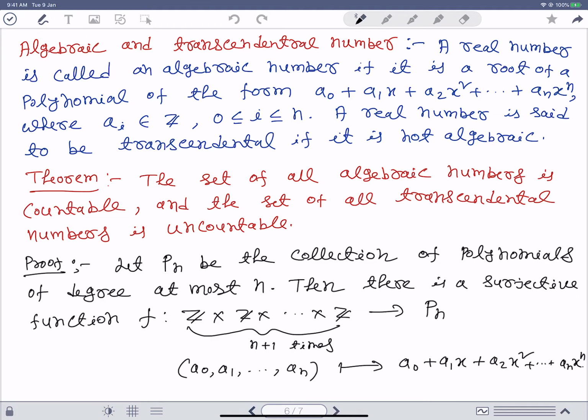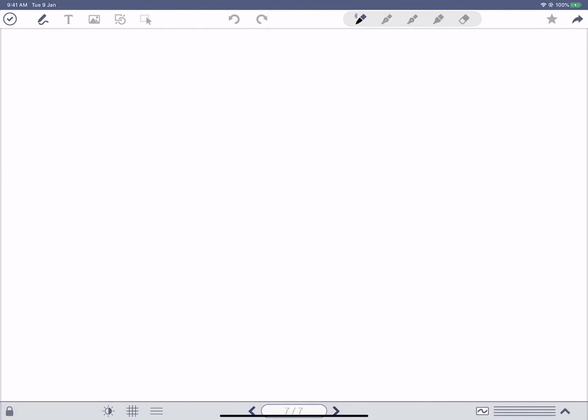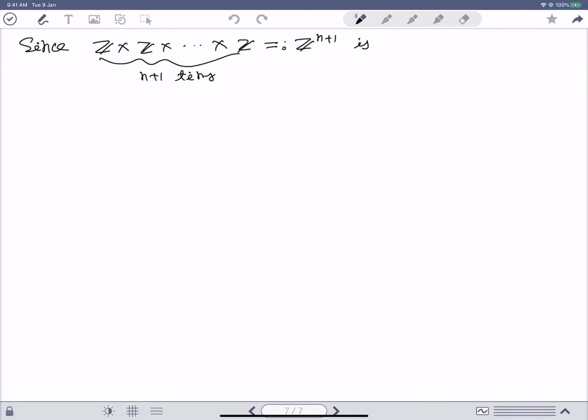Now since we have a surjective function from Z to the power n plus 1 onto Pn and the left hand side set is countable, Pn is countable, right? So we can write, since Z cross Z cross Z, n plus 1 times, in short form Z^(n+1), is countable. Why is this countable? Because it is a finite product of countable sets. So Pn is countable.